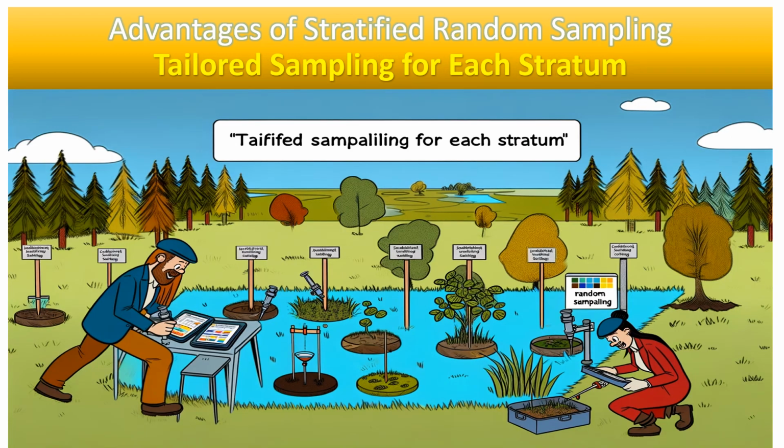Tailored sampling for each stratum. Stratified sampling allows for using different sampling techniques within each stratum to enhance accuracy. For instance, if one stratum is more heterogeneous than others, a larger or more targeted sample from that stratum can be taken to ensure accurate representation. This flexibility in sampling techniques contributes to the overall accuracy of the research.